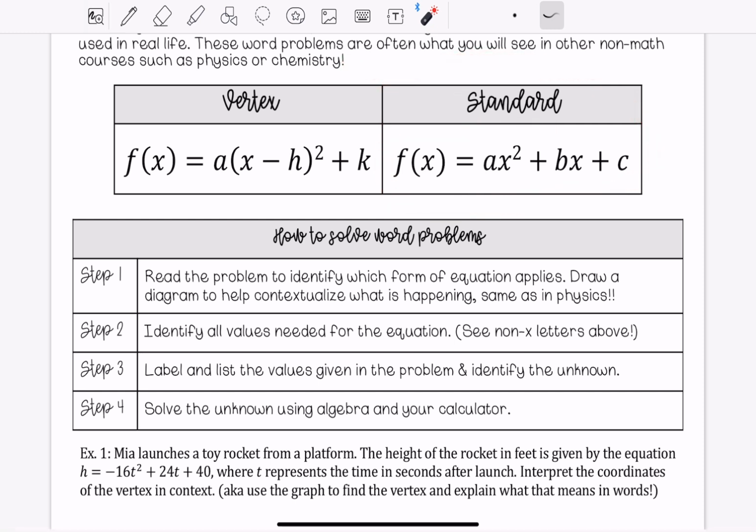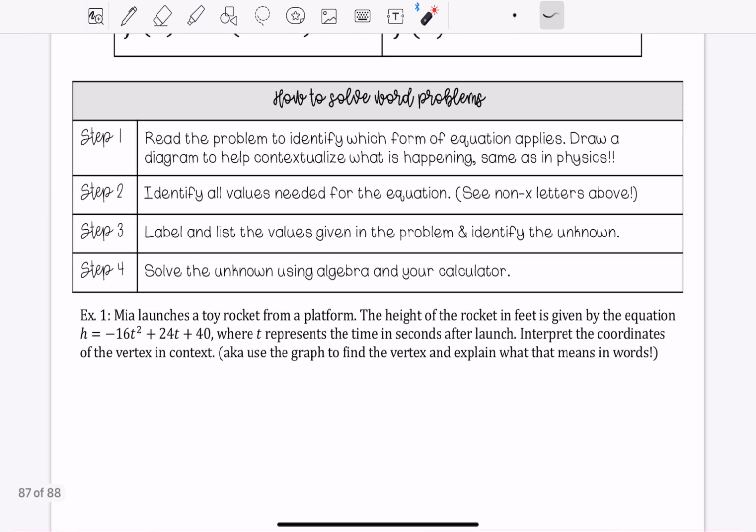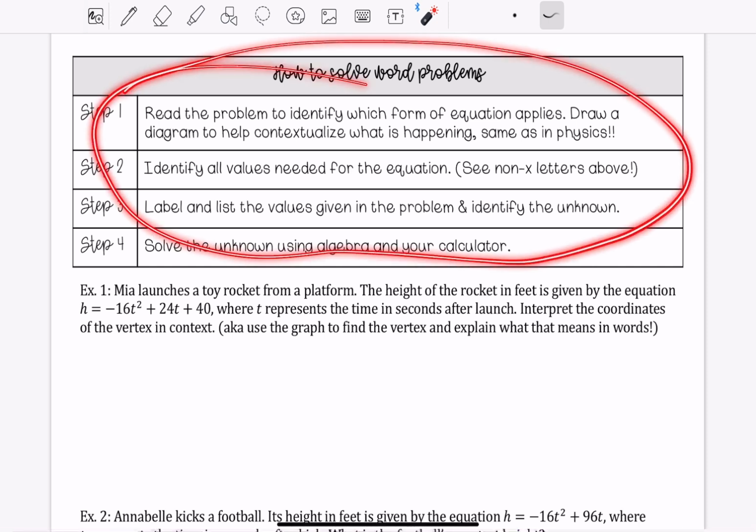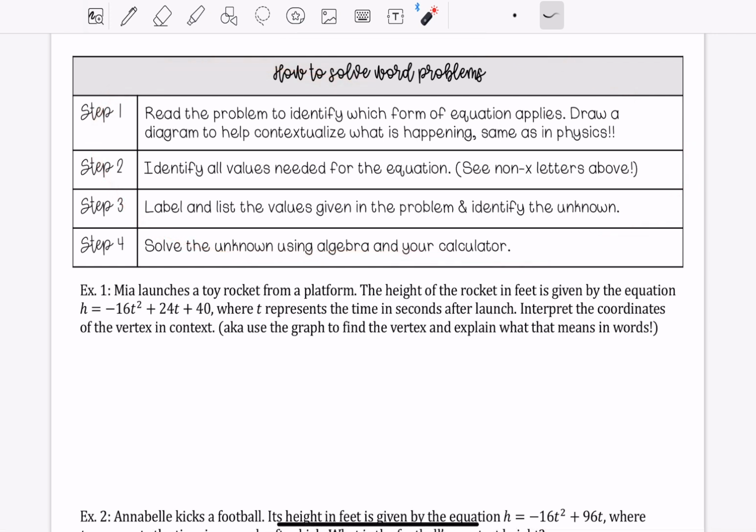Like I mentioned, I'm going to give you this equation each time for these problems here. So how to solve word problems. Step 1, read the question, draw a diagram. Step 2, identify all values needed for the equation. Step 3, label and list the values given in the problem and identify the unknown. And step 4, solve the unknown using algebra and your calculator. These steps also fit for if we didn't have the equation. So if you do have any of these questions later on in physics or chemistry or anything like that, you would be able to use these steps to apply to that as well.